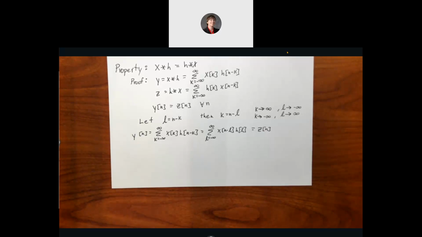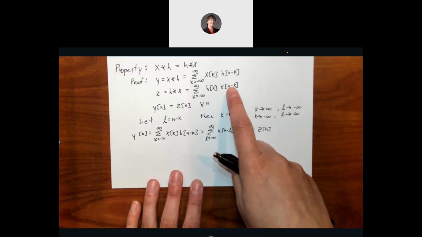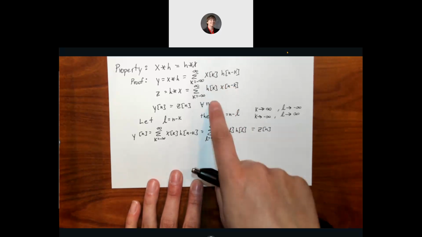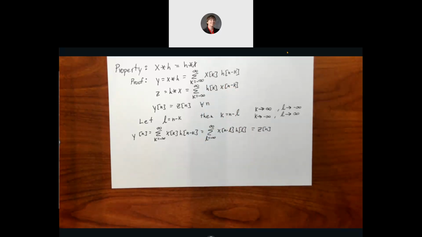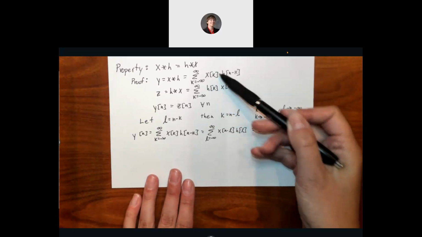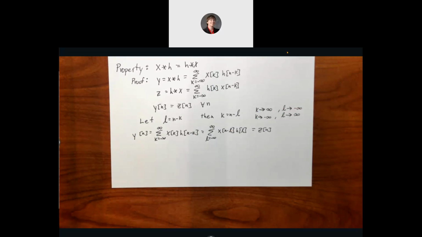So what's nice about this is that if you're looking at your summation and you say, well, it's actually easier to do the k substitution in one signal versus the other, maybe it makes the math a little bit simpler. It turns out that you can swap which one you do that substitution in. So it can be either x k or h k, depending on which one you want to use.